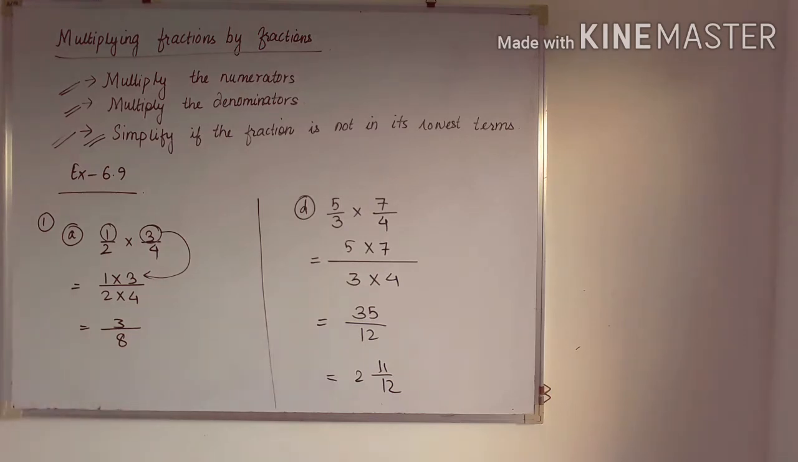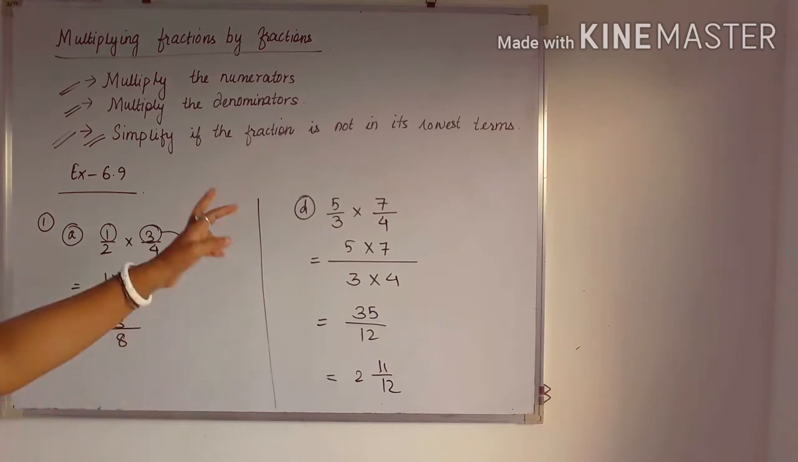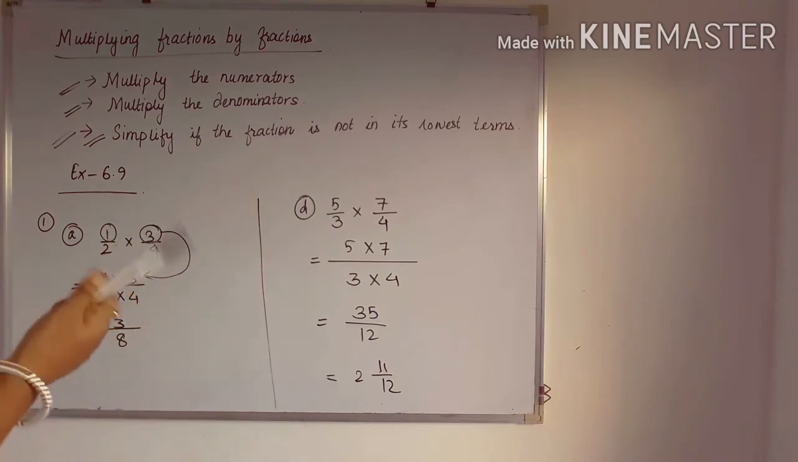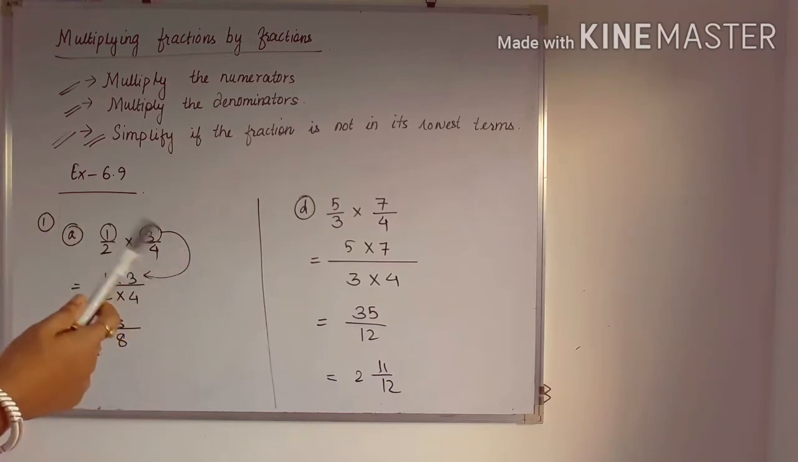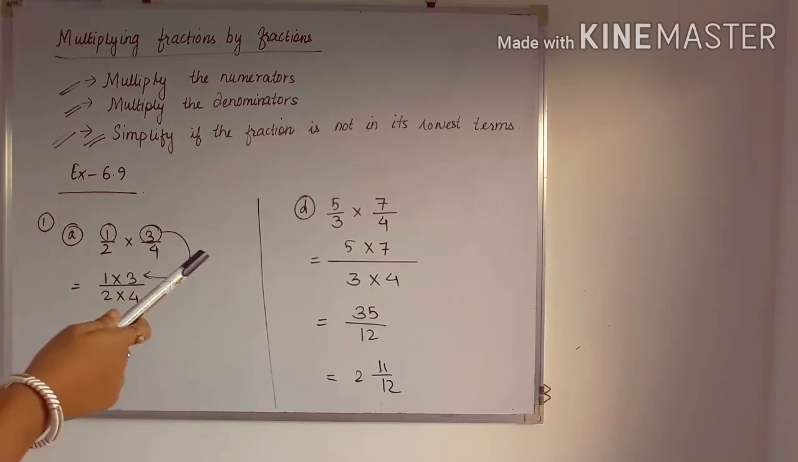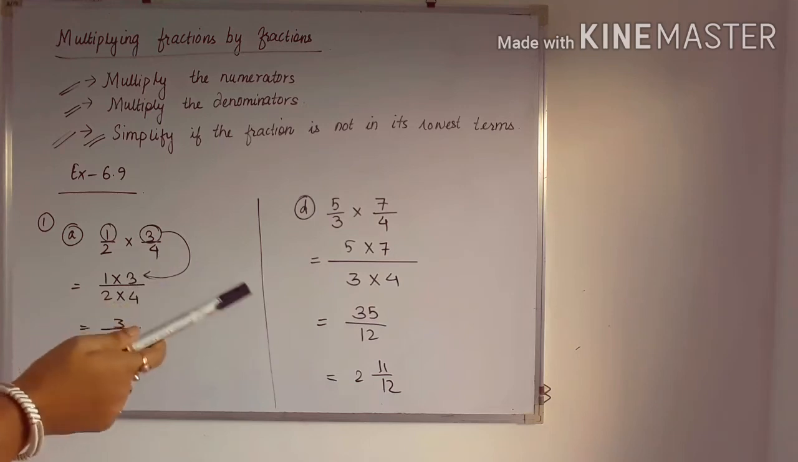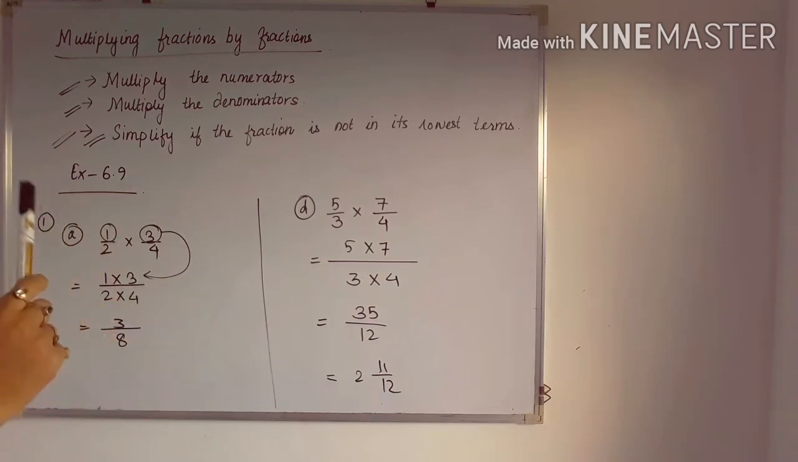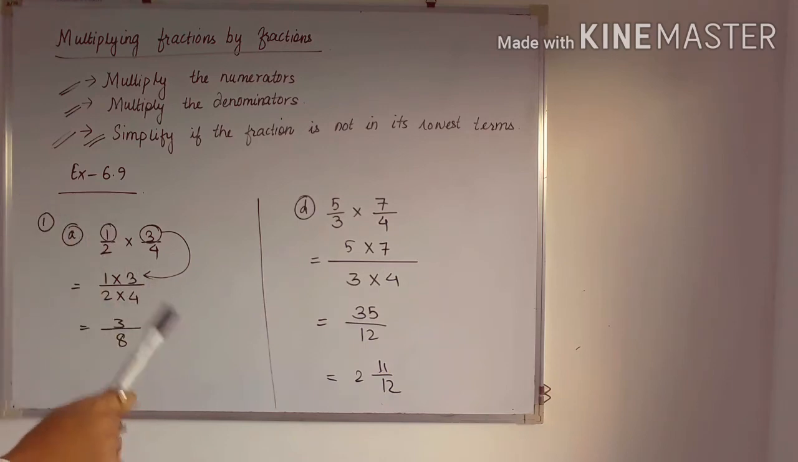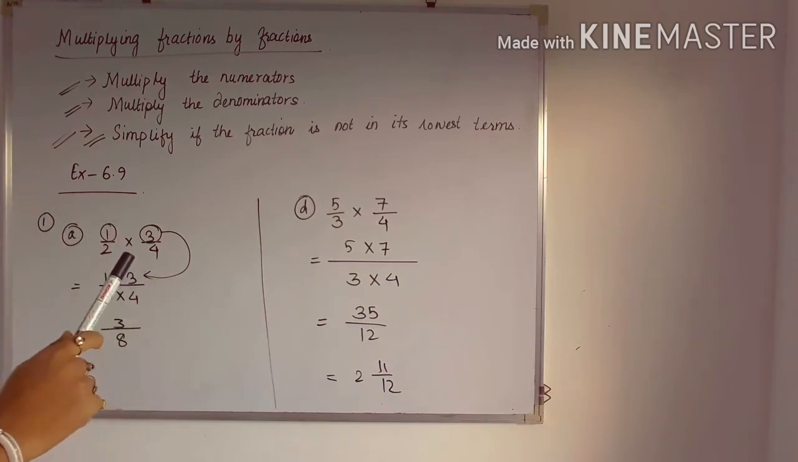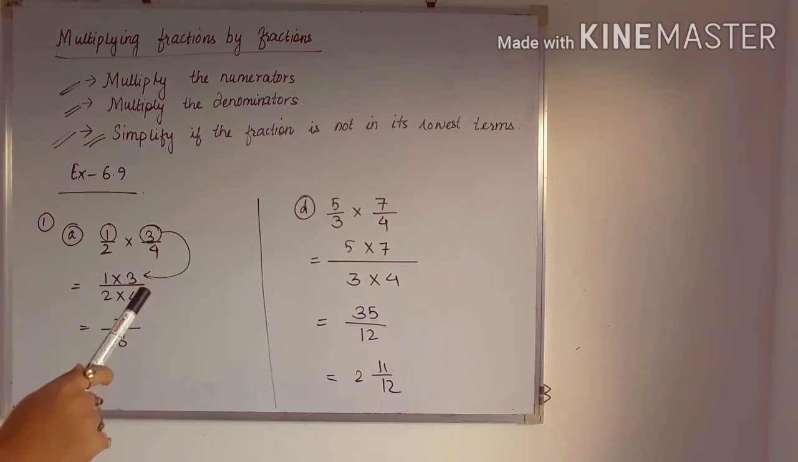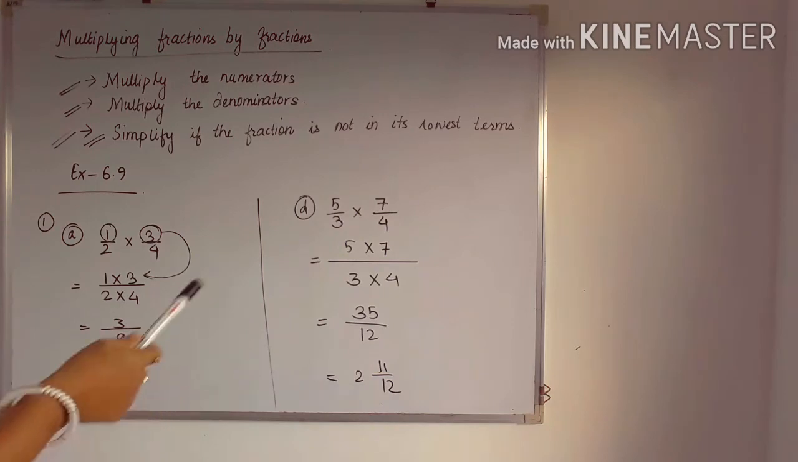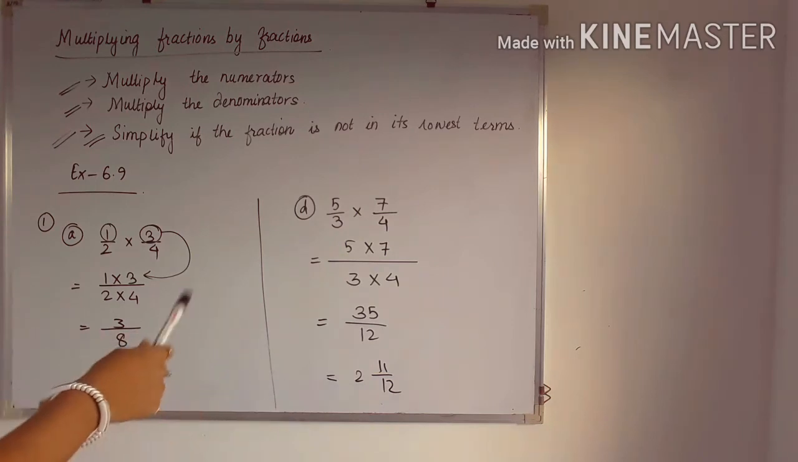Next, in question number D, you can see 5 by 3 into 7 by 4. Here in the numerator we have to multiply 5 with 7. So 5 into 7, and in the denominator we write 3 into 4. The numerator will be 5 7s are 35, and in the denominator 3 4s are 12. See here, this is an improper fraction. That means we can write it in terms of a mixed number. You can represent it as a mixed number.